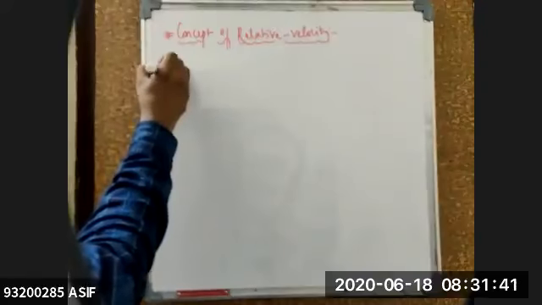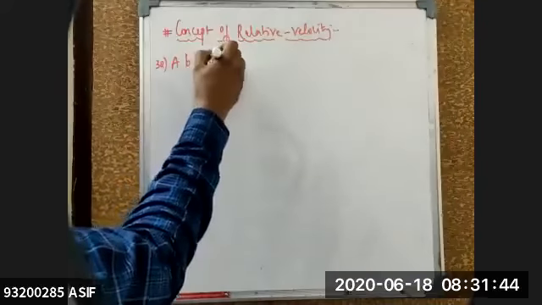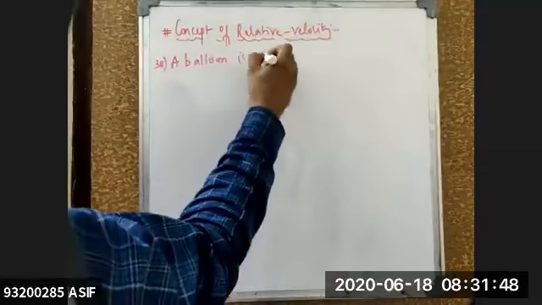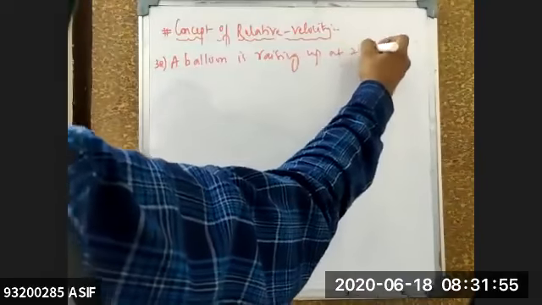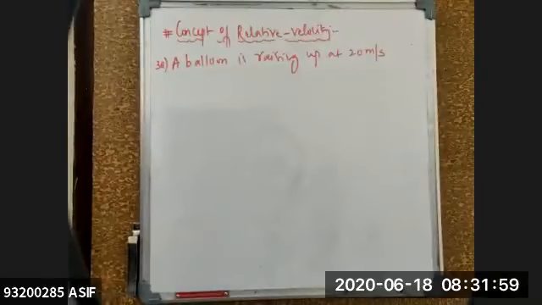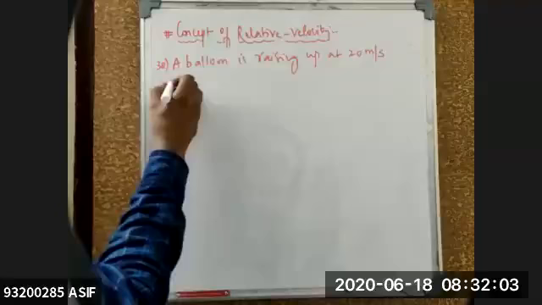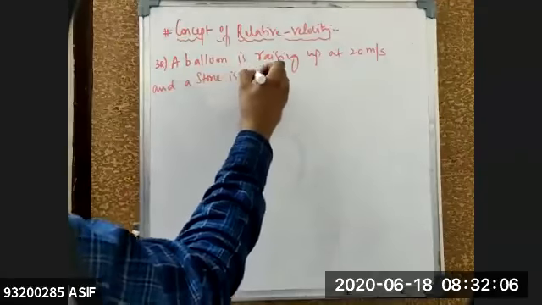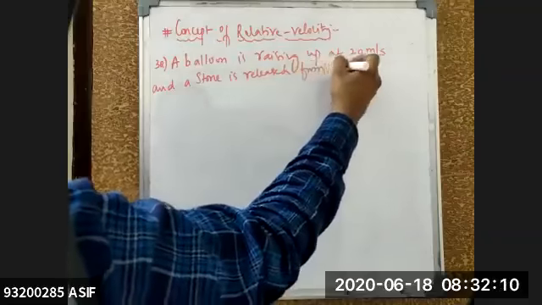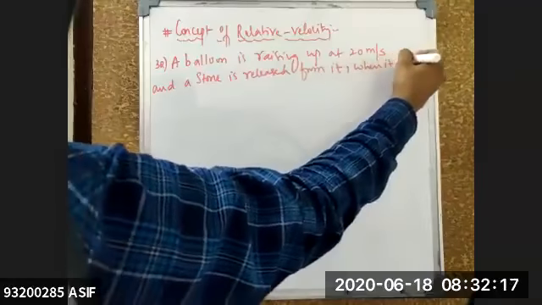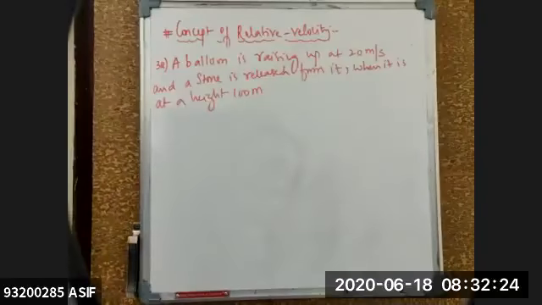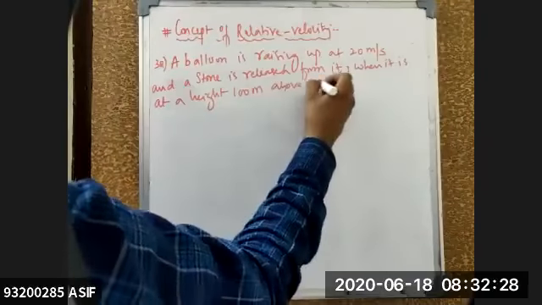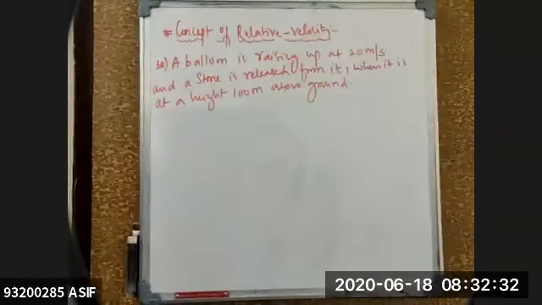A good question again. A balloon is rising up at 20 meter per second, and a stone is released from it when it is at a height of 100 meter above ground. First of all, find the time after which.